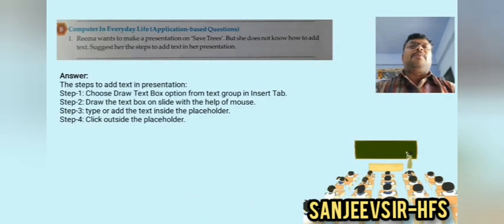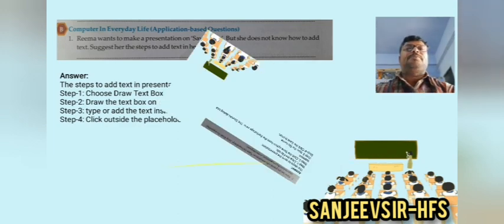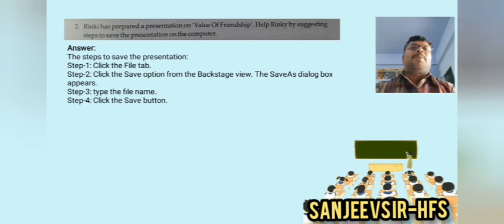Question number 5. Now application based question number 1. Rima wants to make a presentation on save trees, but she does not know how to add text. Suggest to her the steps to add text in her presentation. I have given it in a very easy way, so you write these answers. The second one is also an application based question. This answer also you write, so that it will be easier for you.